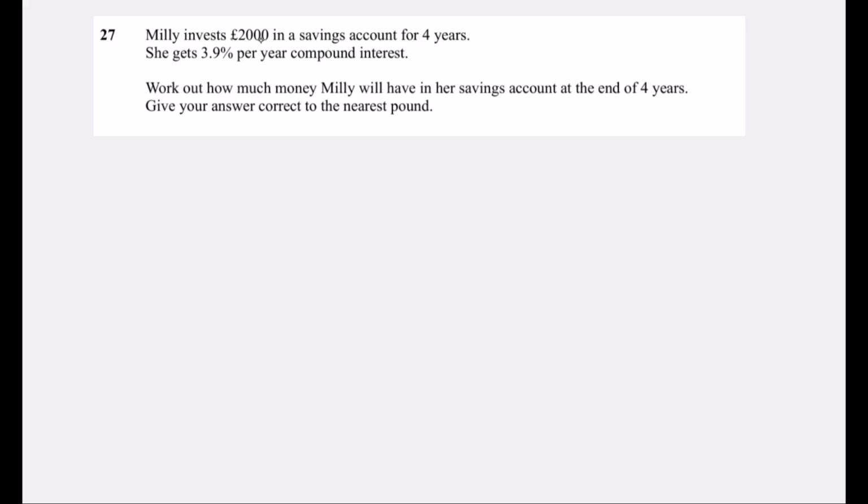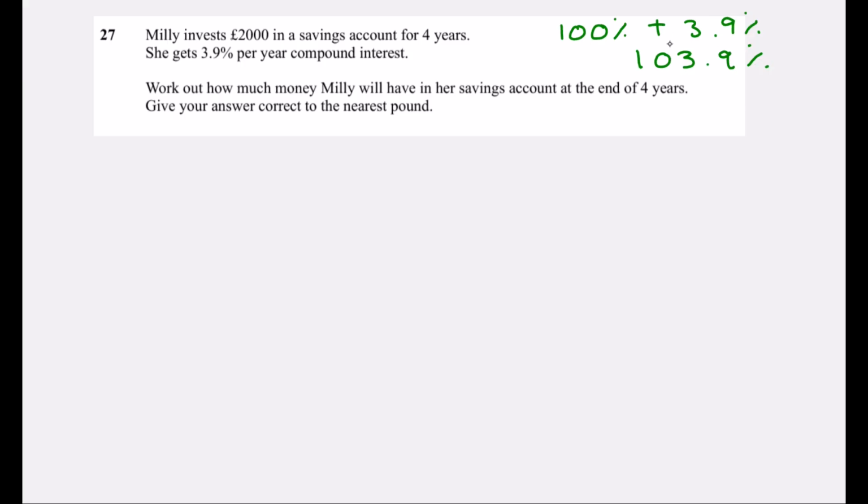That would be called simple interest. We need to add on. The amount of interest is going to go up every year. It won't be the same amount every year. So every year we've got 100% and we add on 3.9%. So it's 103.9% we want each year.